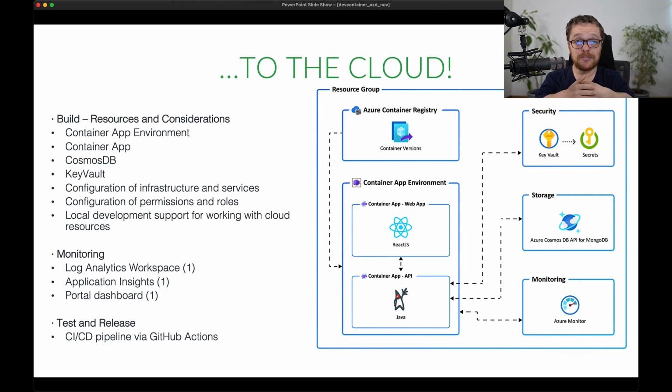So this is the Bicep diagram using the Bicep visualizer. You can see there I've got my Azure Container Registry. I've got my container app that has my web app, React.js, that also runs a Java API. It's all secure with Key Vault. And then for storage, I've got the Azure Cosmos DB for MongoDB. And then I use Azure Monitor for monitoring and observability.